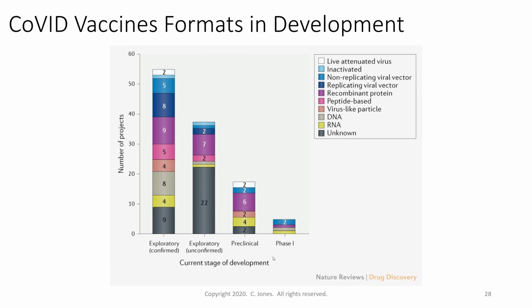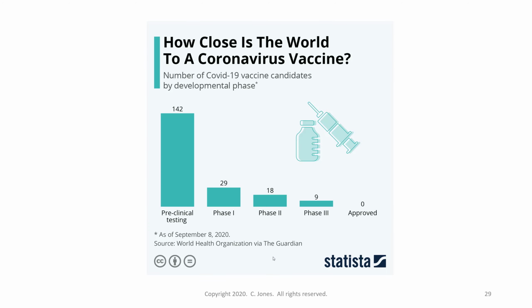All right. So this just illustrates the number of vaccines that are in development. There's lots of them, right? Lots of companies are making vaccines. First to market that's effective is going to make a lot of money.